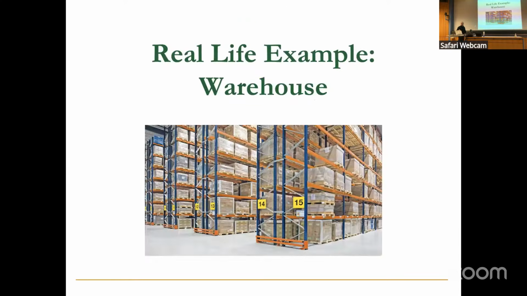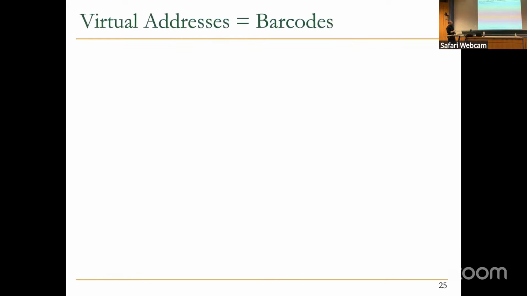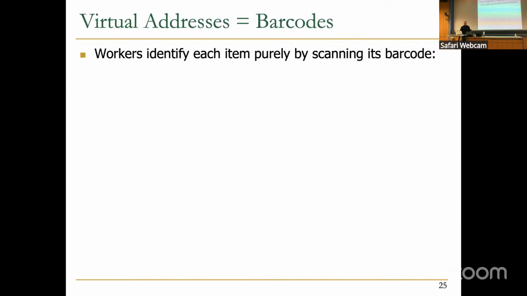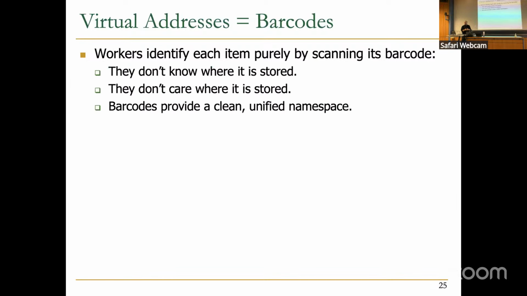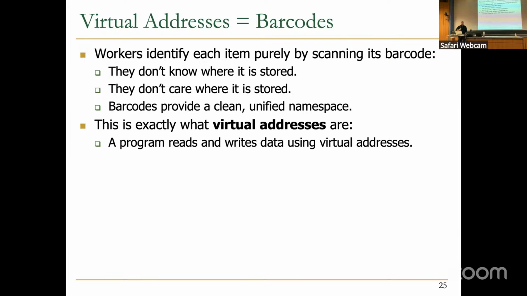Again, let's map it back to the warehouse example. In the warehouse, you have virtual addresses which correspond to barcodes. So workers identify each item purely by scanning the barcode. They do not know where it's stored. They don't care basically where it's stored. And barcodes provide a clean, unified namespace. You can think of it as a label, basically. So this is exactly the same thing that virtual addresses provide.